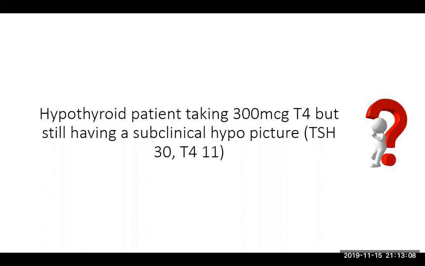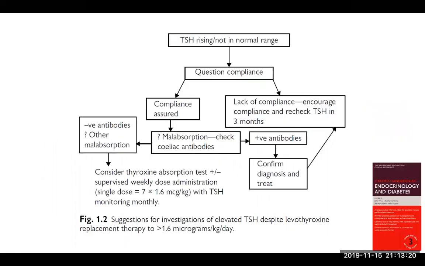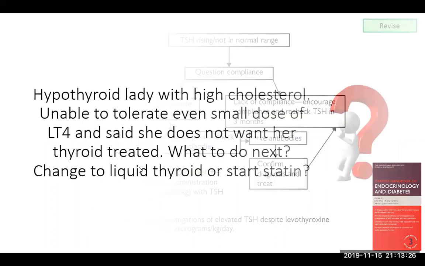Non-compliance. Especially when the T4 is at the upper normal, about 12, or even if T4 is elevated, this is a typical picture of non-compliance. So we must check the compliance before going to the thyroxine absorption test and so on.